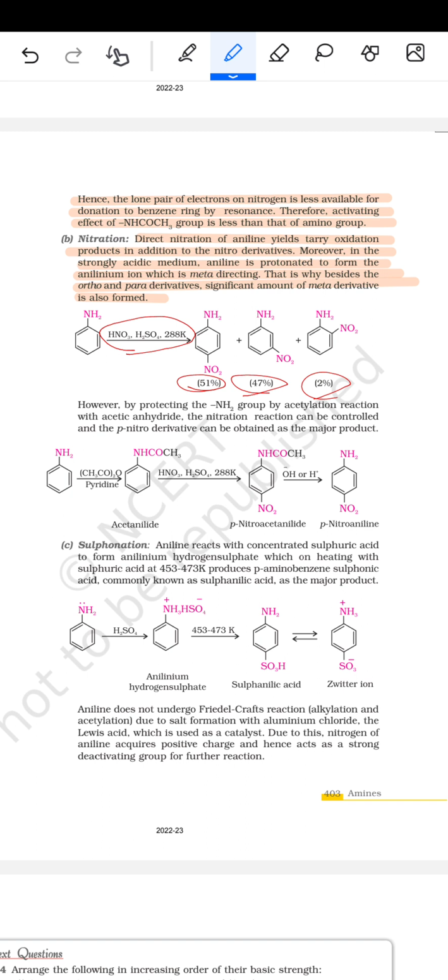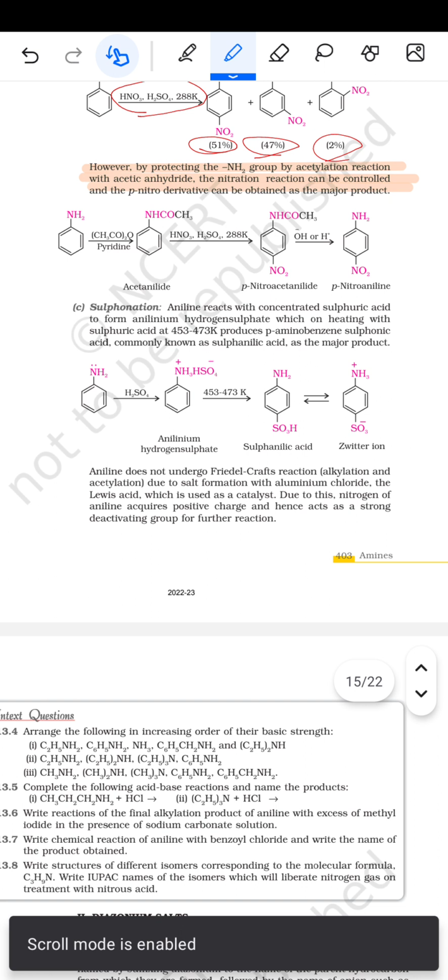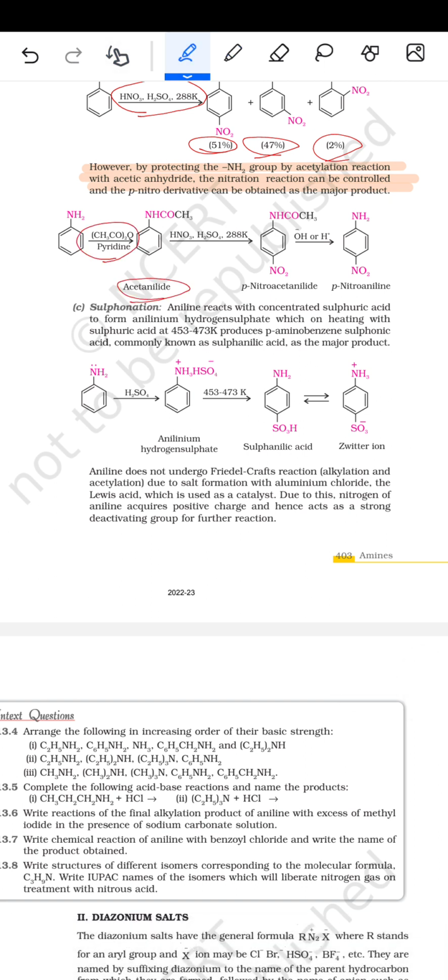However, by protecting the NH2 group by acetylation reaction with acetic anhydride, the nitration reaction can be controlled and the para-nitro derivative can be obtained as the major product. जैसे कि यहाँ पर दिए हुए है कि CH3CO2O के साथ पिरिडीन है, इसमें एसिटानिलाइड हो गया, फिर HNO3, H2SO4 288 केल्विन मिलाएं तो पैरा नाइट्रो एसिटानिलाइड बन गया, फिर पैरा नाइट्रो एनिलीन बन गया OH माइनस और H+ मिलाने पर.